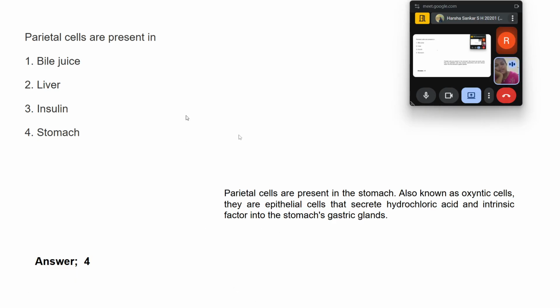The other name of parietal cell is oxyntic cells. They are the epithelial cells that secrete hydrochloric acid and intrinsic factor into the stomach's gastric gland. They secrete HCl.